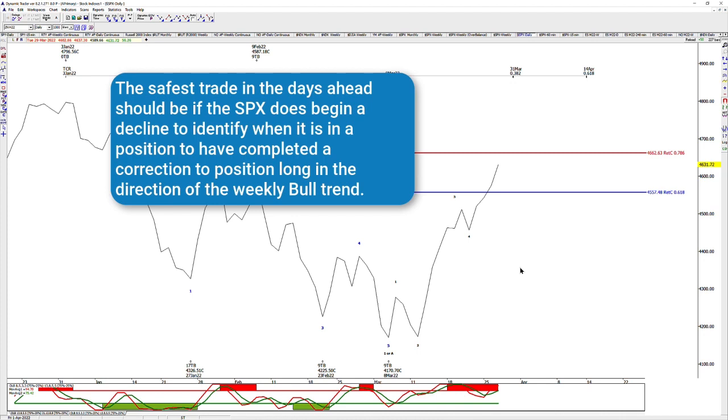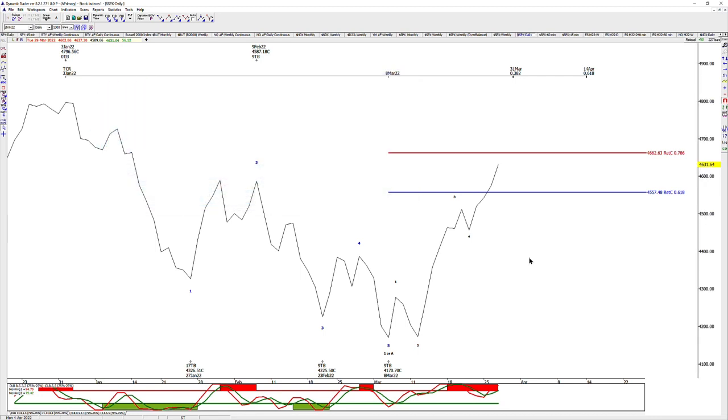If the higher time frame weekly trend is bullish, we'd want to identify a corrective decline and participate on a continued bull trend, potential continued bull trend. So I don't know if the market's going to make a correction or make a daily high here. It's in the technical position to do so.